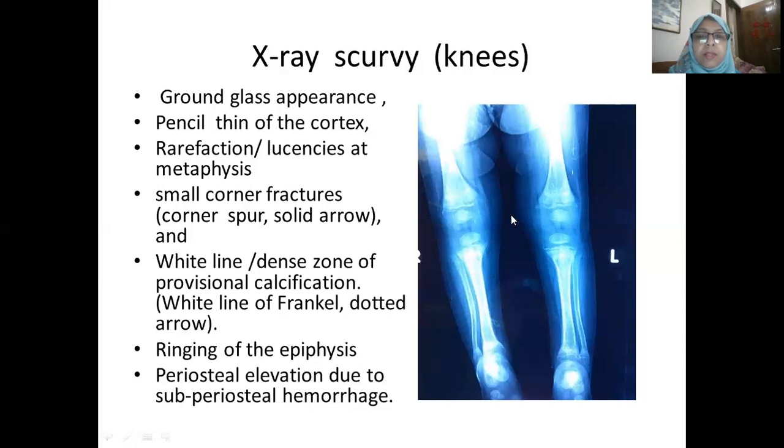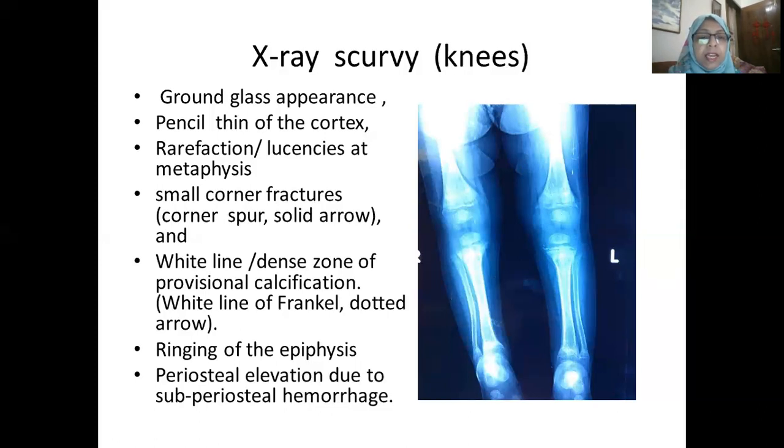And ringing of the epiphysis. The epiphysis is surrounded by a white line. It is called ringing of the epiphysis, and it is also called Wimberger sign. It seems to be a burger. Here the flat surface of the burger and the convex surface of the burger. So it is also called Wimberger sign, W-I-M-B-E-R-G-E-R.